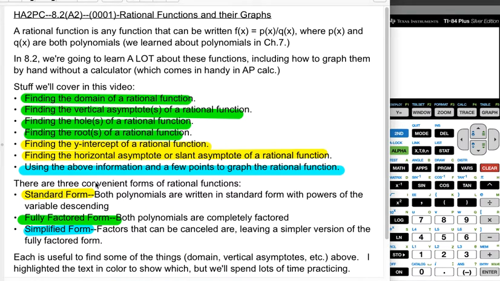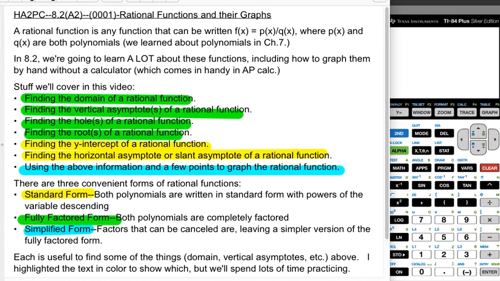So there are three basic forms of these rational functions that we're going to use. Standard form, which is most useful for the things that I highlighted in yellow up here. So both of the polynomials are written in standard form with the powers of the variables descending. Factored form. So factored form is going to be the most useful for finding these first four things that we're going to need. And so that's basically where both of the two polynomials are completely factored. And then simplified form, which is after you factor, some of the factors can be canceled, leaving you a nicer, easier version to use. So each of these is useful for some things, hence the highlight above, right?